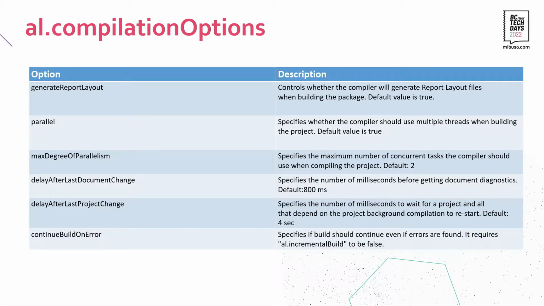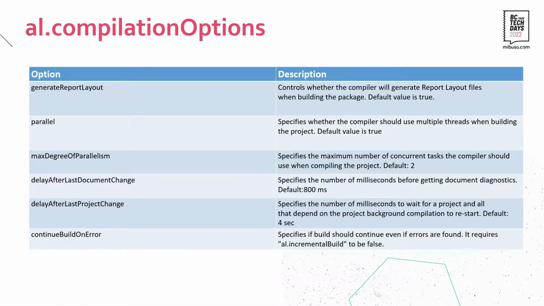Good. So delay after last document change and delay after last project change. That's also related to the background compilation I talked about. If you have a big project, again, example with our base app, and you don't want to get the diagnostics that often, because you know that when you modify a big project, that will trigger a compilation. It will take time. It might slow your development. If you have a slower machine, if you don't have that big of hardware resources, it will take time. It will consume your memory. You can specify these two settings according to your needs. You can see the default values up here.